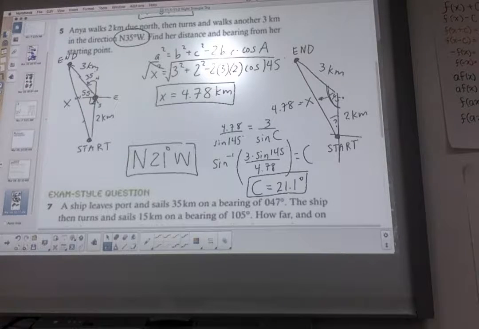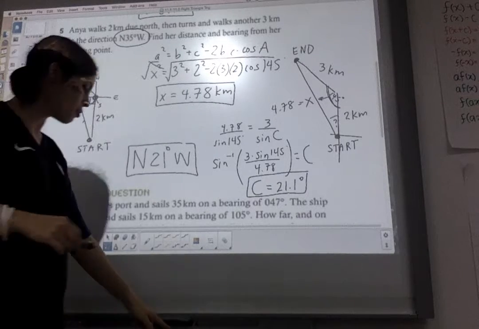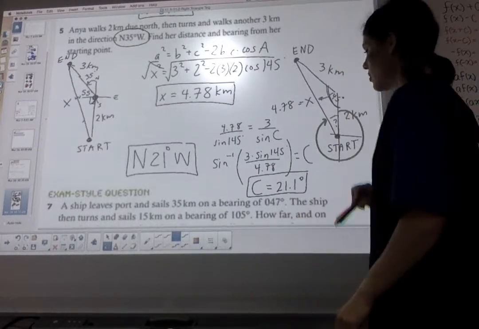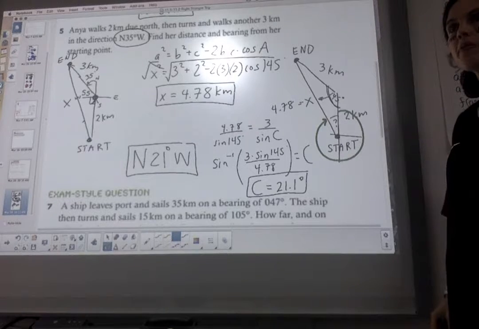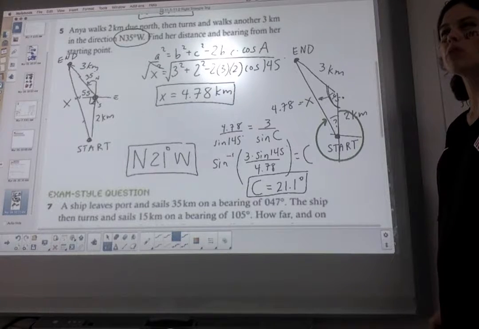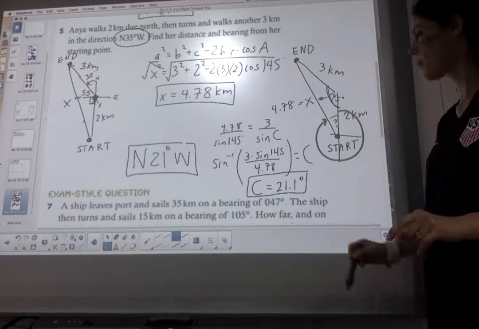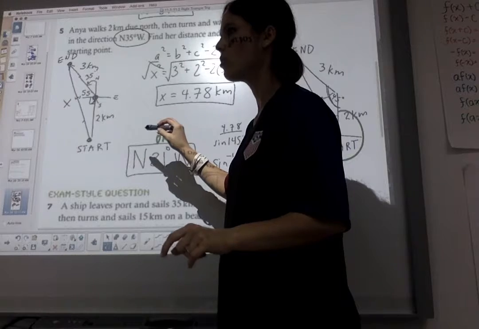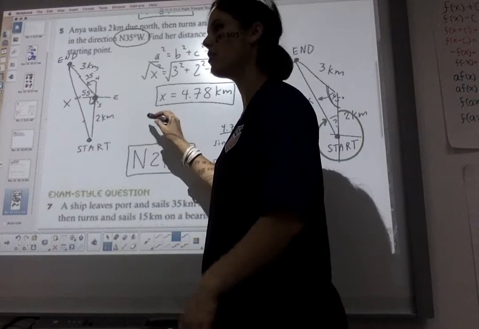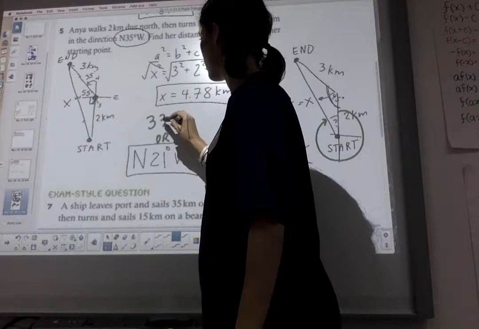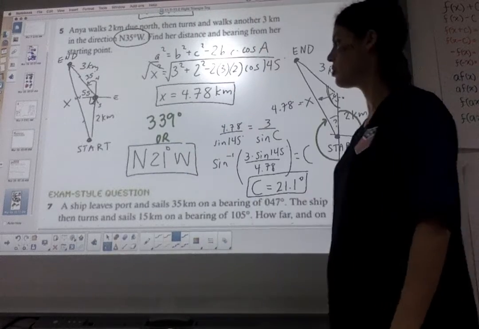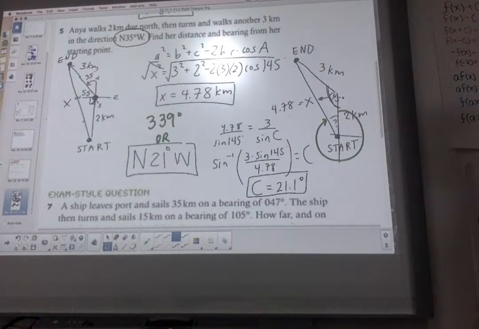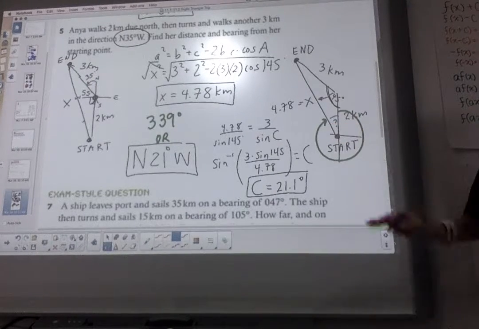Or how else would you give it? If you did it with the 3 digits, starting from north, you'd have to go all the way around. 360 minus 21 is what? 339. So you could say a bearing of 339 with respect to north, right? Or 21 degrees west of north.